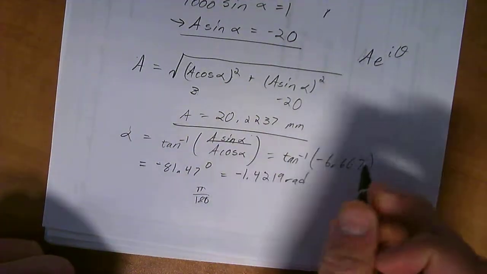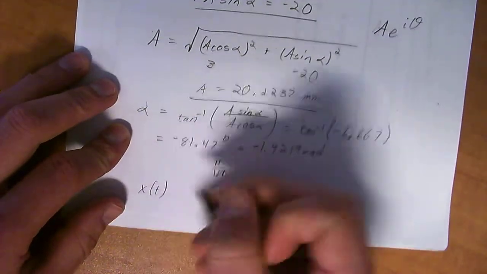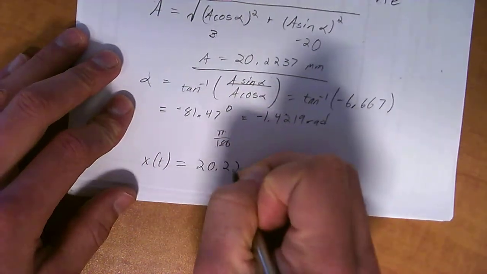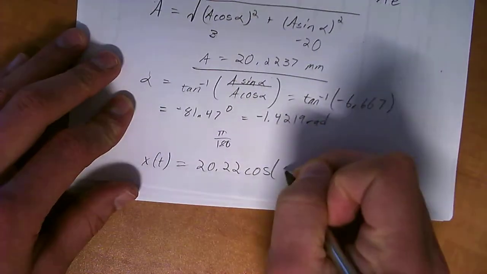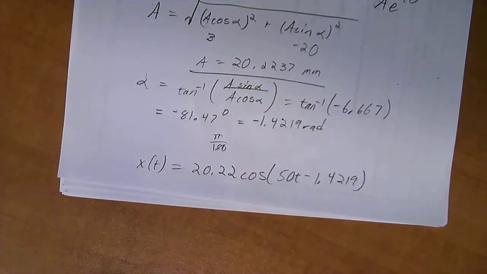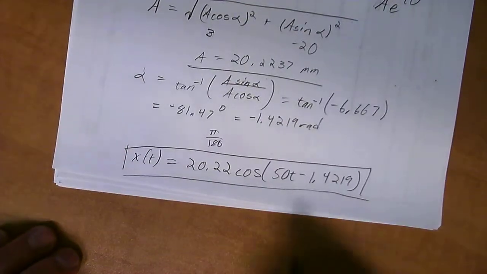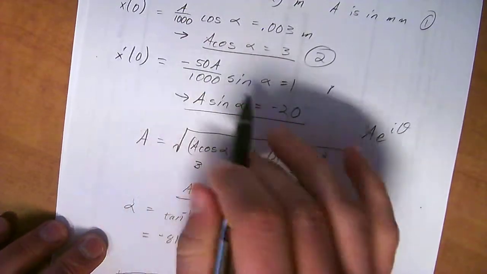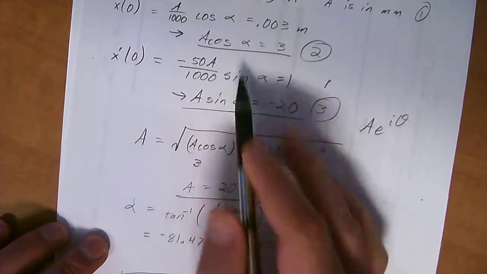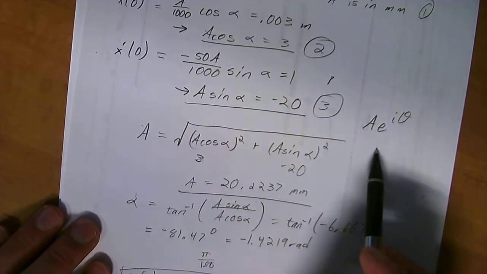Okay, so now you have alpha and the A. So that means that x of t, the coefficients of it, are equal to 20.22 cosine of 50t minus 1.4219. And that's all you have to do. You've solved for the coefficients of A and alpha. So basically all you have to do is take the initial conditions, make sure you solve the equations correctly. Once you have these equations, we'll call this equation 3, these two equations, you can go ahead and sub them into the basic equations for finding the A and the alpha based on Euler's.